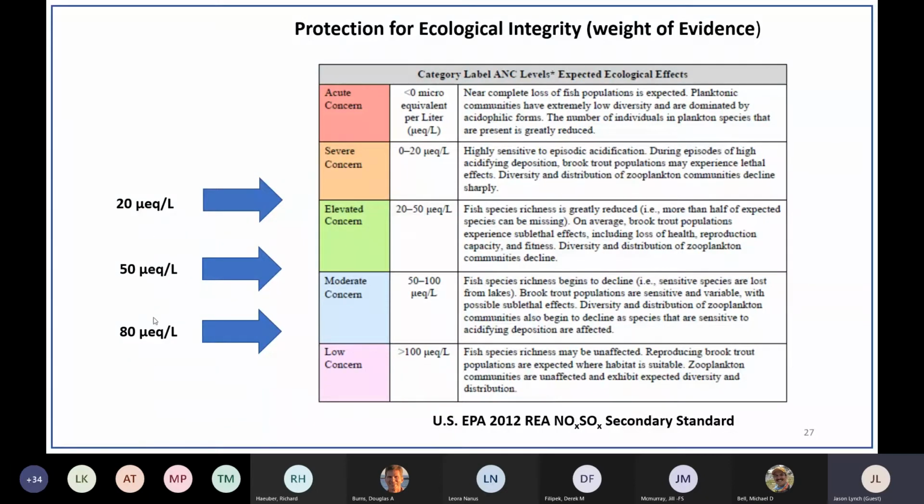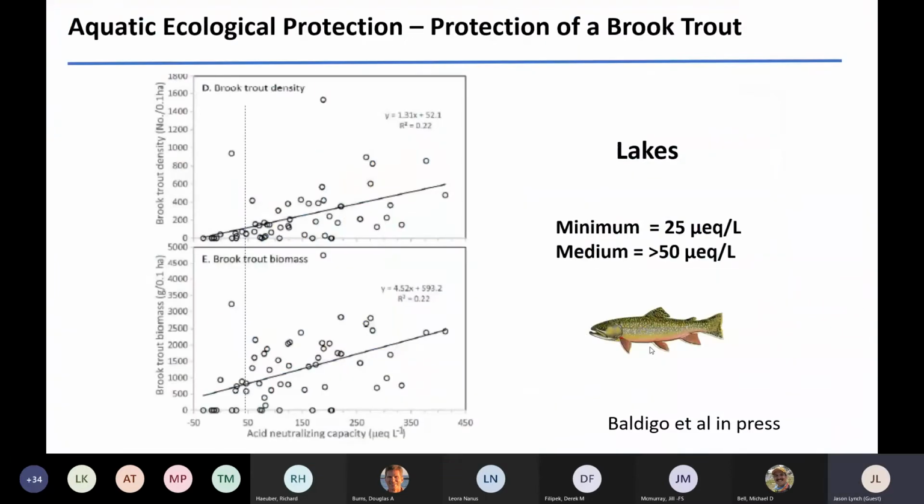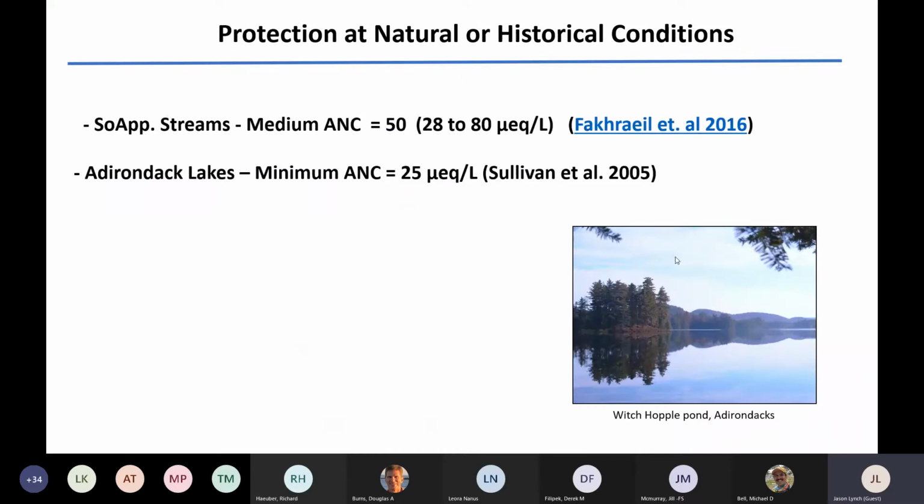20, 50, and 80 are the three most common ANC limits that most folks use for critical loads. We can set critical loads for a species, such as brook trout, and this is work that Barry Baldigo has been working on. For brook trout, he looked at density and biomass and determined the best to produce a minimum protection would be 25 or 50. And so on. Last, you can protect towards historical values like an ANC of 50 or an ANC of 20 here as well. And we can determine these historical values through use of dynamic models.